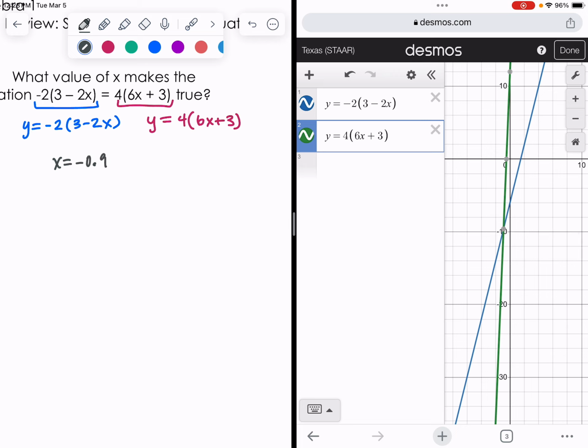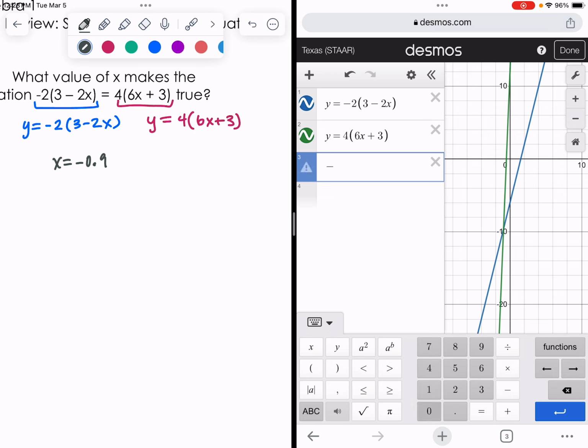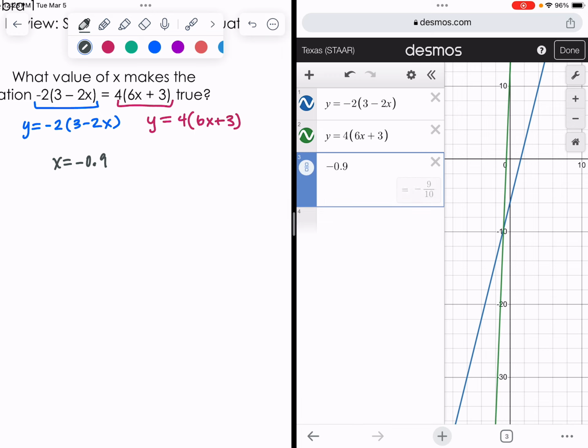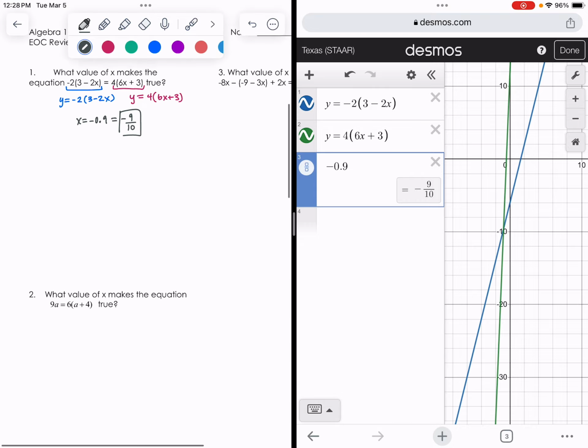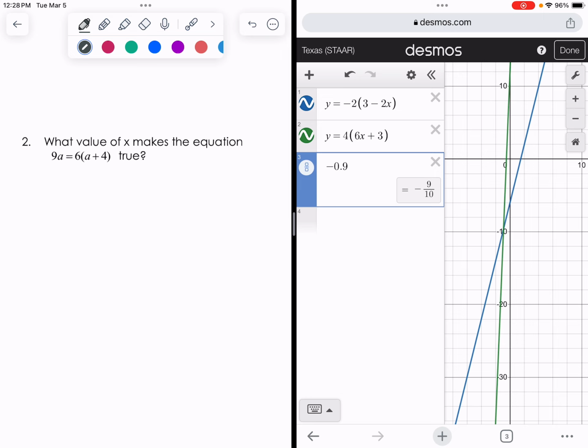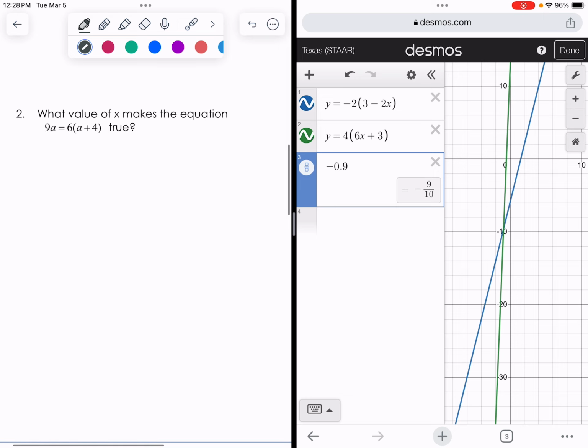And if they want the fraction form, you can type -0.9 and convert it to a fraction. And so either one. Usually they prefer fractions. Okay, and so if they're using a different letter, like on number 2, they're using A, still use y and x. So for the left side, I would do y equals 9x. And then for the right side, I would do y equals 6 parenthesis x plus 4.